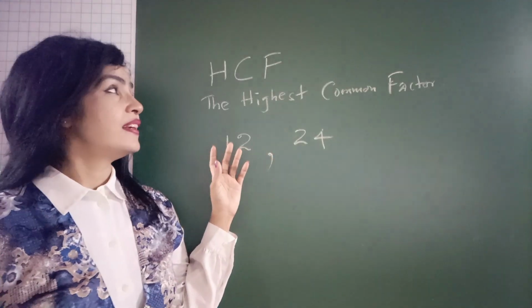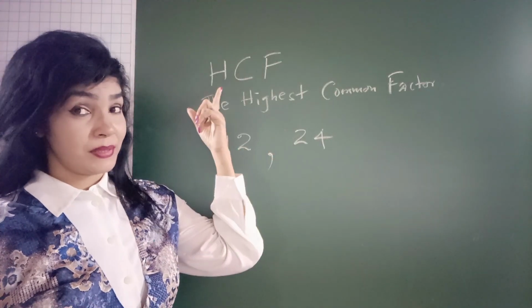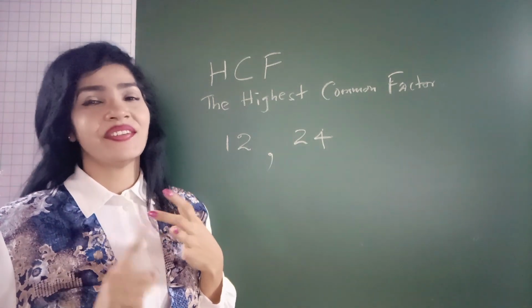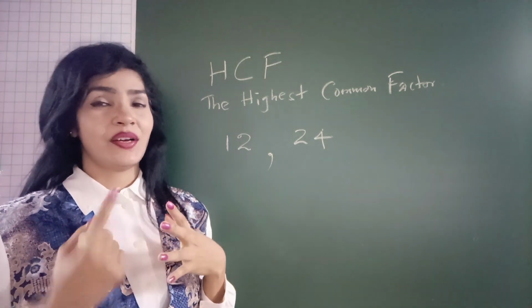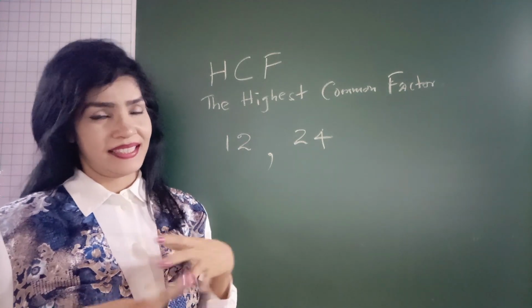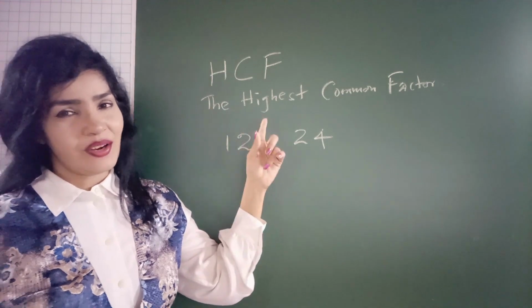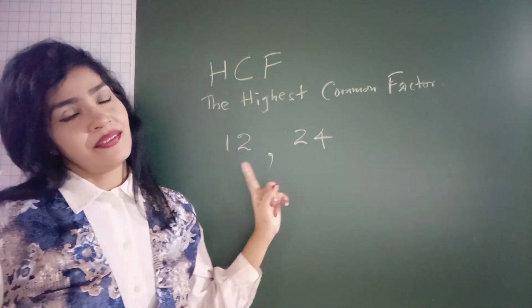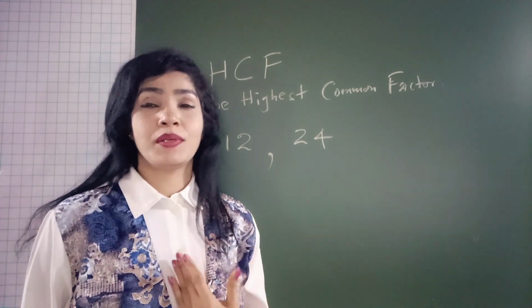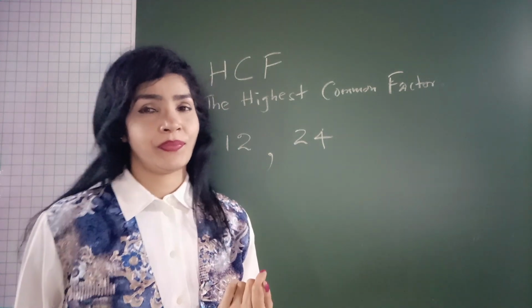Now you're going to learn the highest common factor. You have learned the factors, you have learned the prime factors also. Now you are going to learn the highest common factor. Alright, the highest common factor of 12 and 24. I want the highest common factor of 12 and 24.